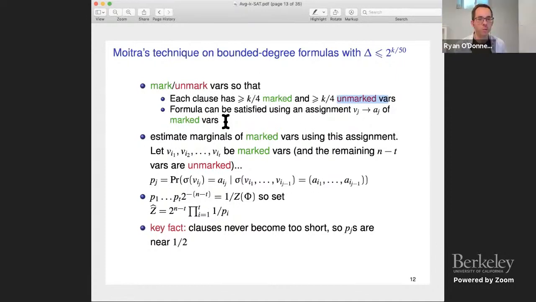Thanks. Let's take one more question from Siddharth. Siddharth, you have your question? Yeah, so actually, do these techniques also extend to counting, say, approximately satisfying solutions? Like, let's say you want to count the number of solutions that satisfy more than 99% of clauses.